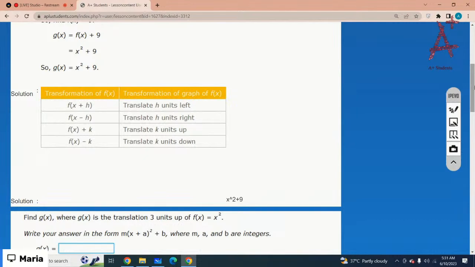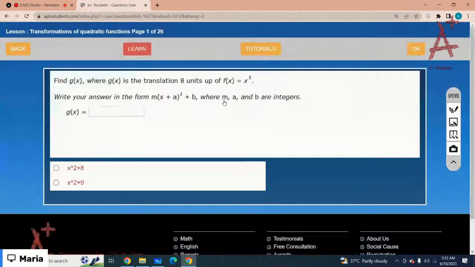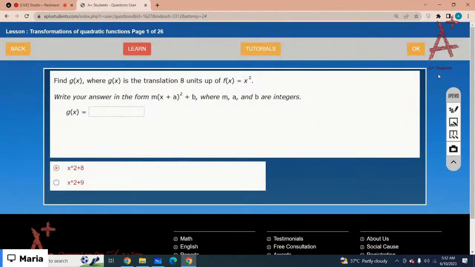Okay, let's start with the test questions. Find g of x, where g of x is the translation 8 units up of f of x equals x squared. Which is the correct option? You have to translate the function 8 units up, so the correct option is option number 1. That would be x squared plus 8. Got it?